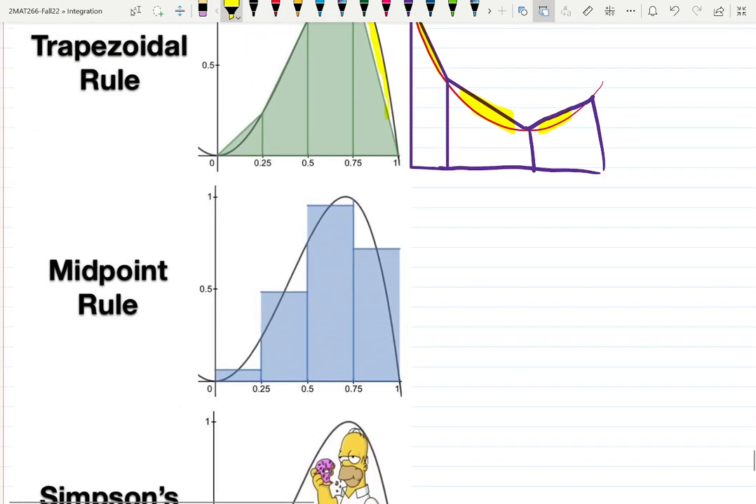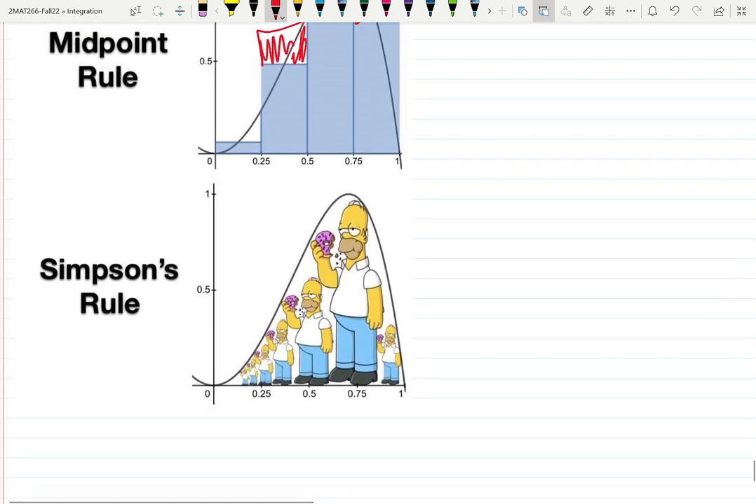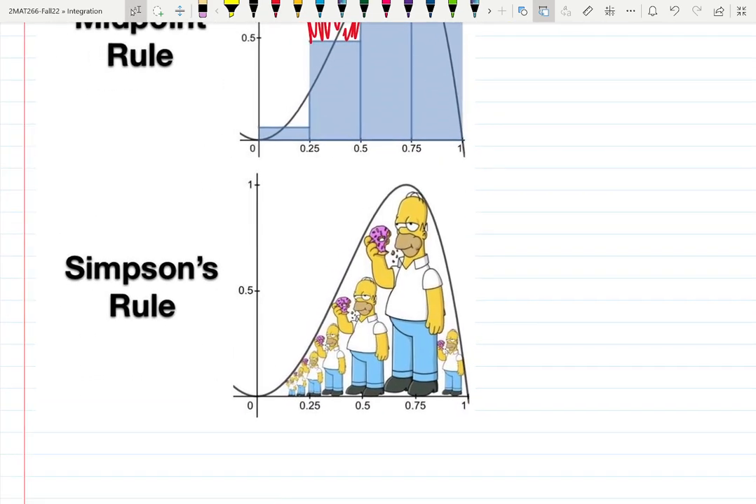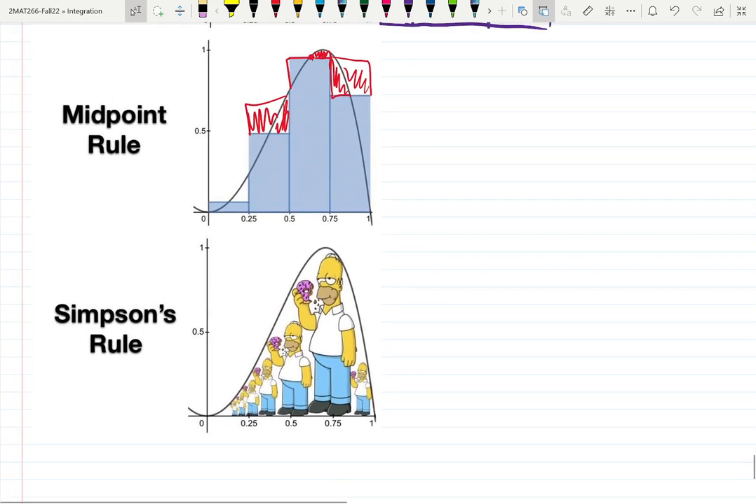Midpoint rule is harder to tell if it's underestimation or overestimation, because it overestimates and underestimates at the same time. So it kind of averages the situation out. So it also depends on the graph of the function, how sharp it is, and so on. And Simpson's rule uses quadratic approximation, not Simpsons. So that is just a joke.